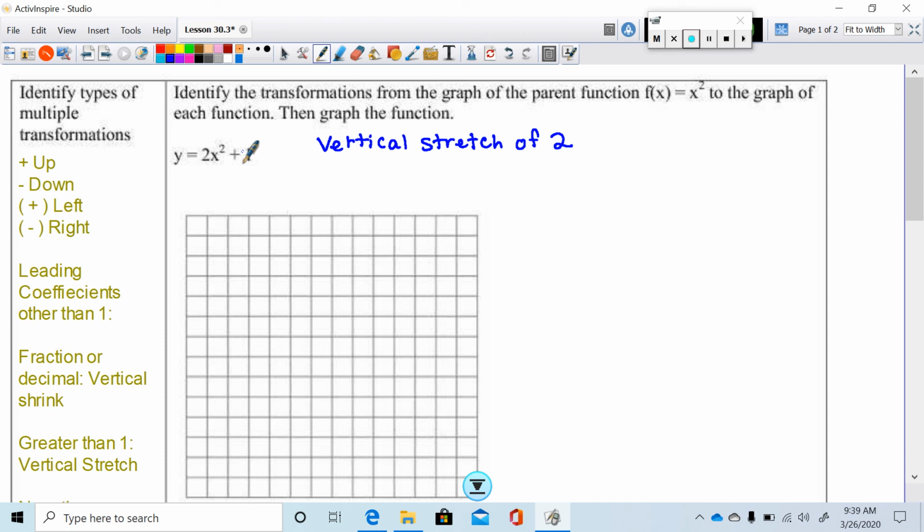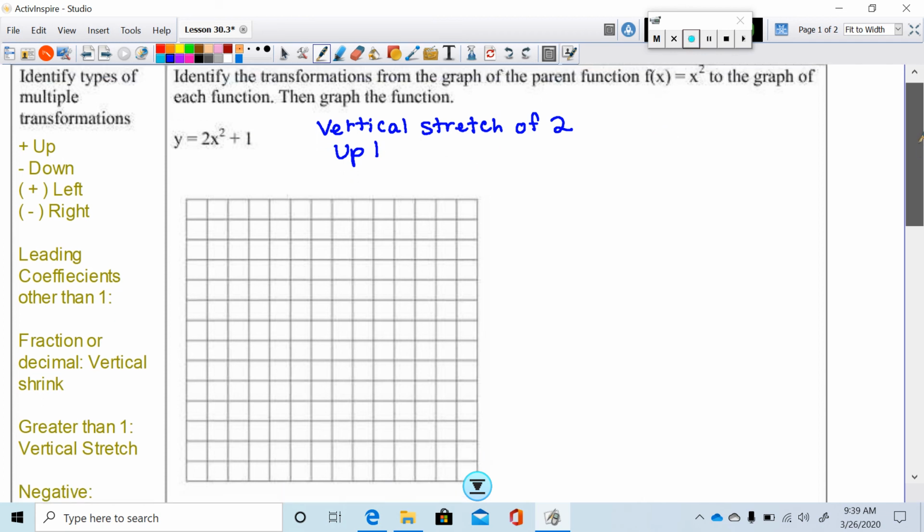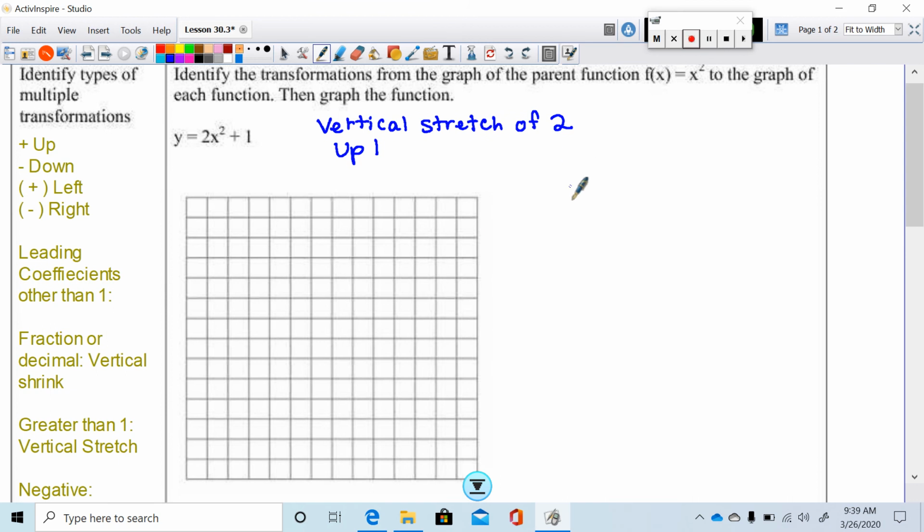Then I notice there's an adding 1. Well, when you add, you go up. So this graph is also going to go up 1. So the vertex is not going to be at 0, 0 this time. In order to graph this function, you have to find the vertex first. Since there are no parentheses, the x value of the vertex is 0. And then the y value of the vertex is the constant, so that's going to be 1. So 0, 1 is going to be my vertex.